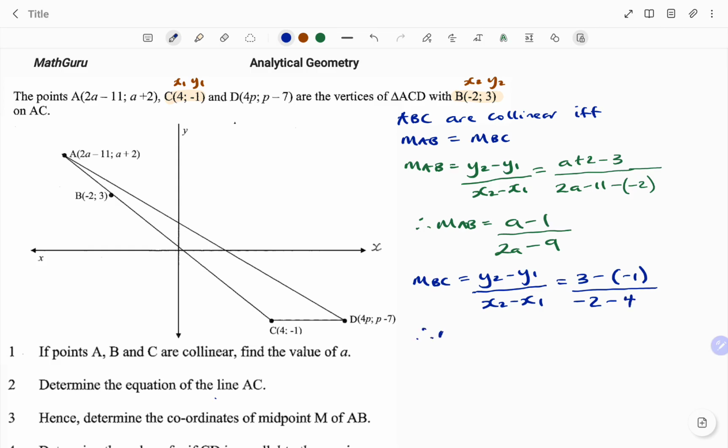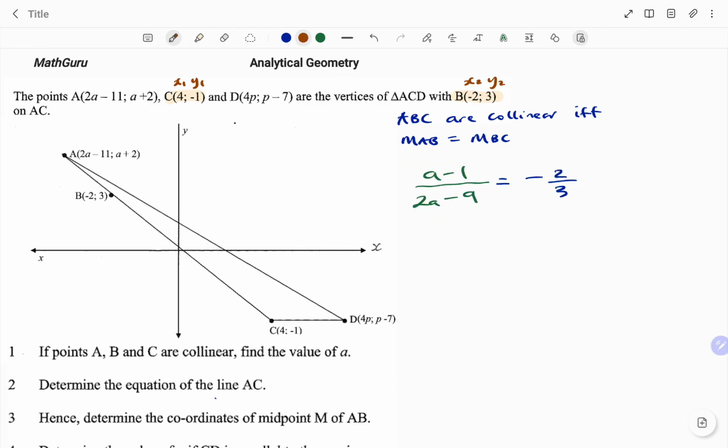Therefore, the gradient of BC is equal to 3 plus 1 at the top, that will give me 4, divided by negative 6. Simplifying that, that's minus 2 over 3. So therefore, we need to equate m_AB and m_BC. So we have a minus 1 divided by 2a minus 9 equals negative 2 over 3.